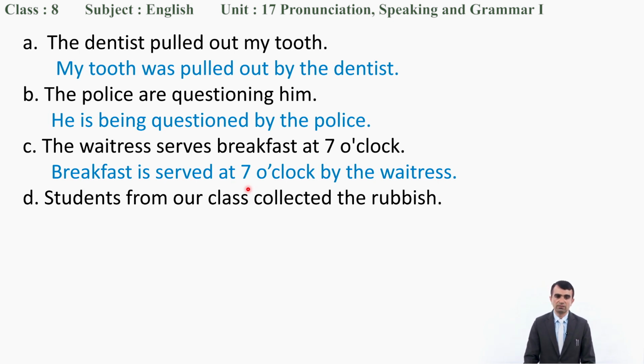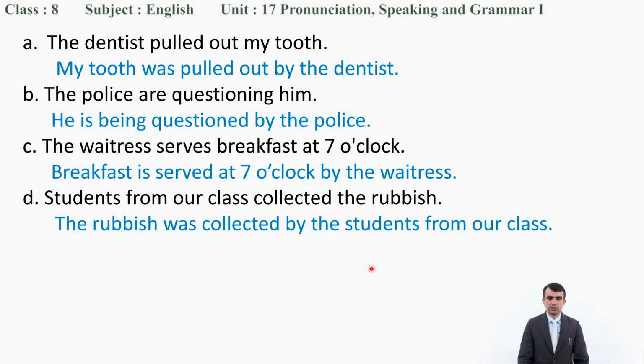Next, D. Students from our class collected the rubbish. Now, students from our class is the subject. Collected is the verb, the rubbish the object. It's in past tense, so we use was or were as be verb. The rubbish is singular, isn't it? Or let's say uncountable. So, we use was here. The passive structure is, the rubbish was collected by the students from our class.